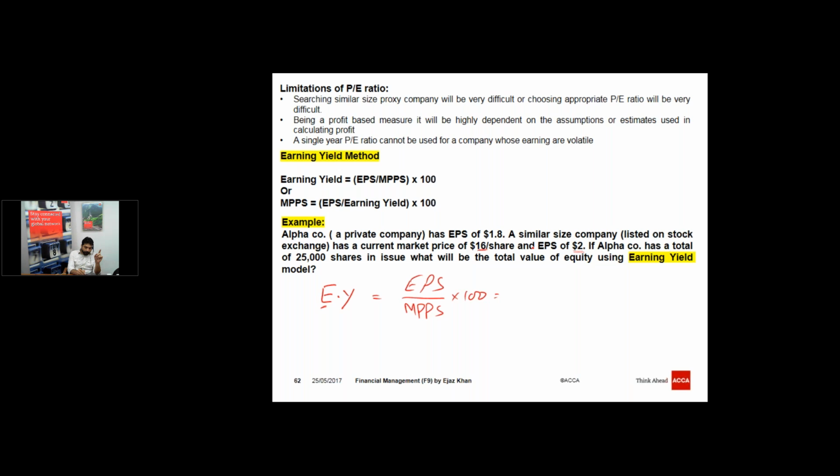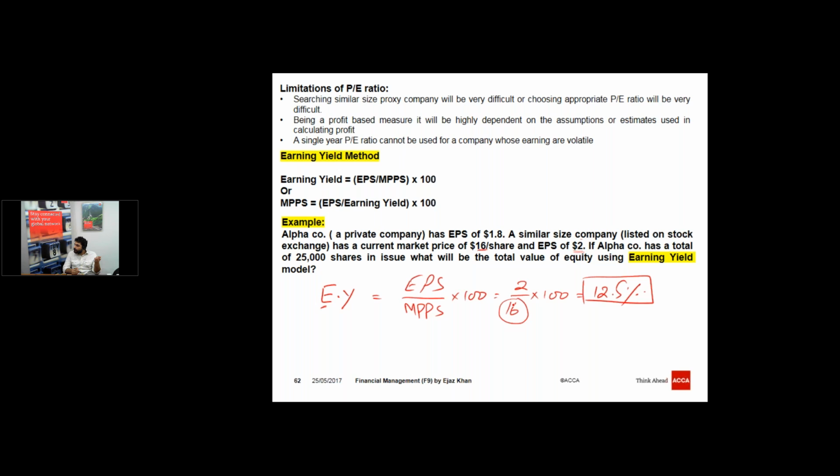So let's see. The company has earning per share of $2. The market price is 16, multiplied by 100. What's the percentage? Is it 11.25%? Is it 12.5%? It's 12.5%, not 11.25%. Now what does this mean? It means that we are paying 12.5% against the investment value of $16. It's actually the return on investment.